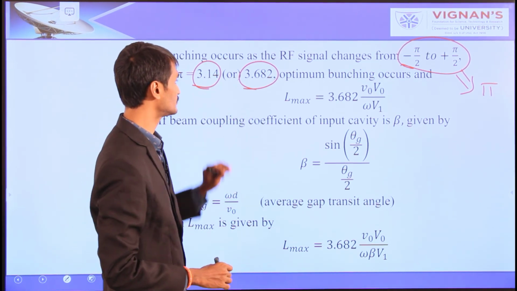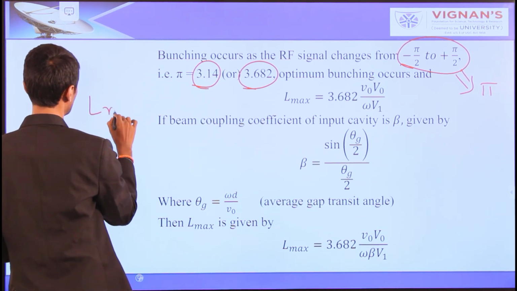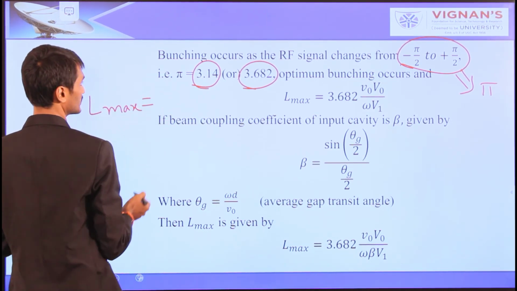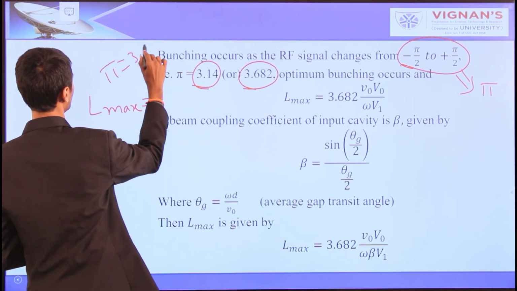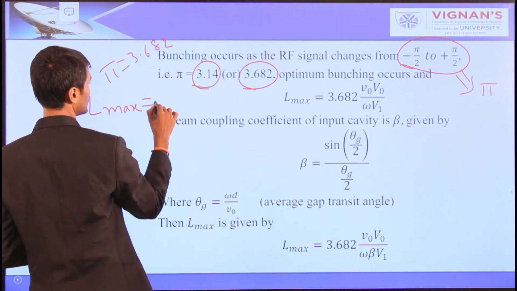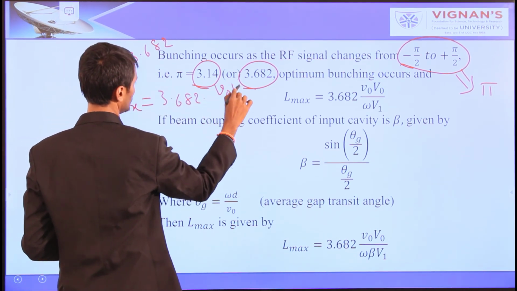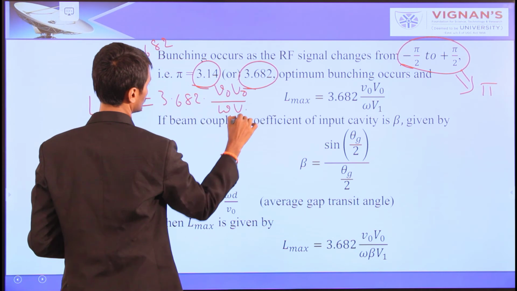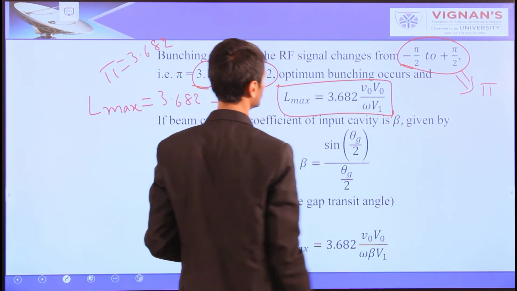So we consider this value, then L becomes L max. Optimum bunching occurs at that point. So now pi we are taking as 3.682, so that is 3.682 into V0 by omega V1. That is the expression for the optimum bunching value.